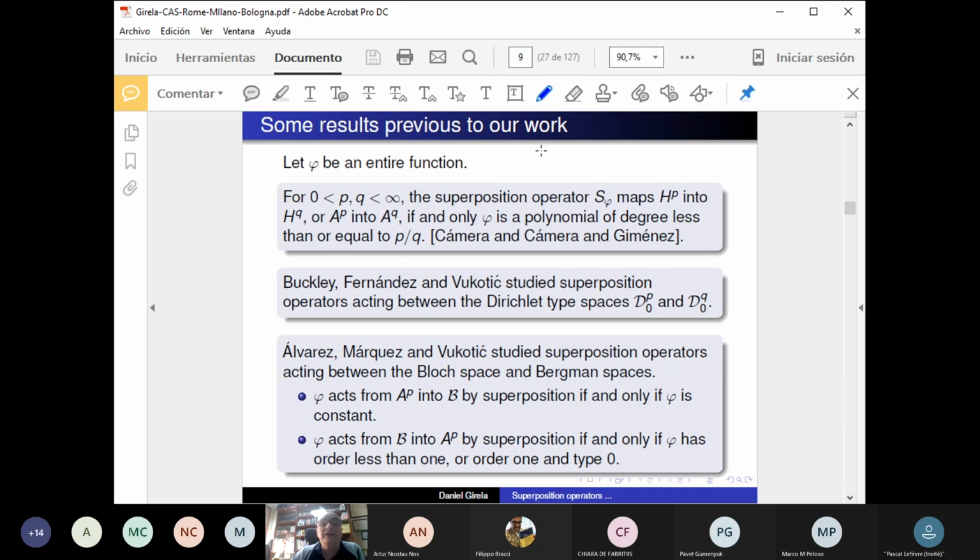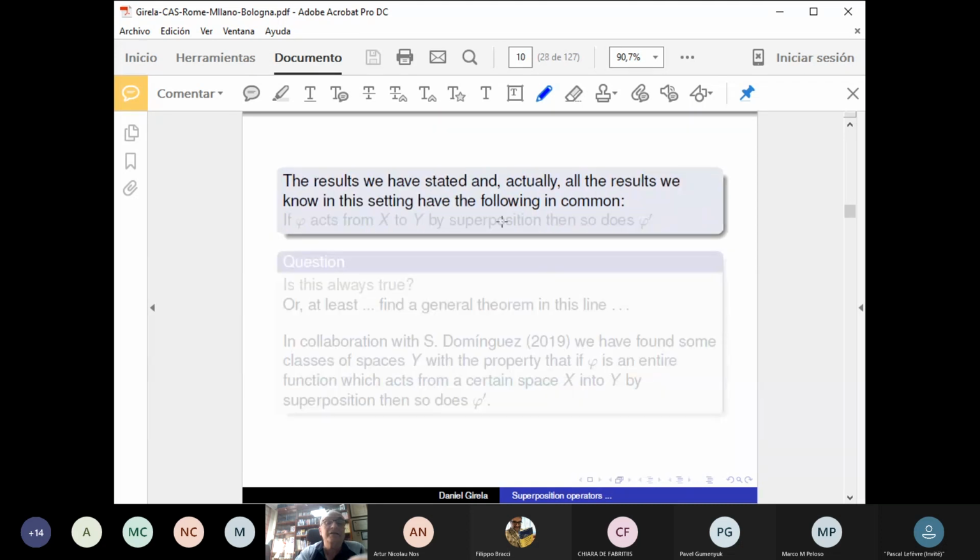And of course, the results that are obtained here also have this property, and in fact, all the results that I know have in common this property. All the results that I have mentioned before, and actually all the results that I know, have this in common: that if we have two spaces, X and Y, and phi maps by superposition from X to Y, so does phi prime. But this is what is true for all the examples that I know.